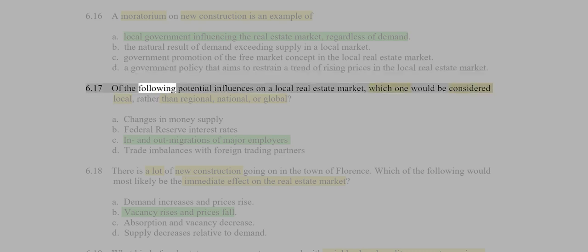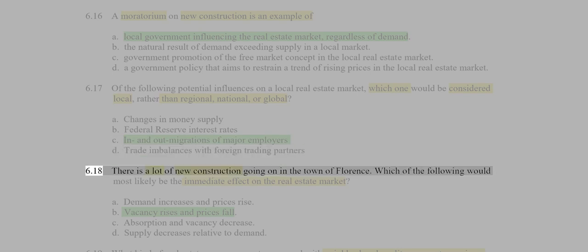6.17 Of the following potential influences on a local real estate market, which one would be considered local, rather than regional, national, or global? A. Changes in money supply. B. Federal Reserve interest rates. C. In and out migrations of major employers. D. Trade imbalances with foreign trading partners.